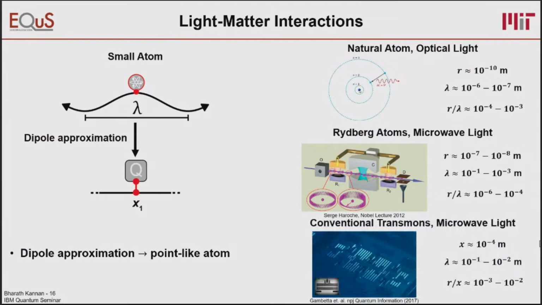And finally, to consider a variety of artificial atoms, you can think about conventional transmons. So we have this nice picture of an IBM chip. These interact with microwave light. I say conventional because we're going to make an unconventional transmon soon. The size of these conventional transmons is typically on the order of hundreds of microns. But again, we're interacting with microwave light. So if you compare the ratio, it's a small typo, it should be the ratio of x to lambda. This ratio is once again much, much less than 1.